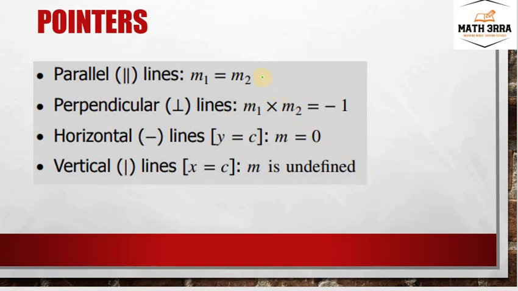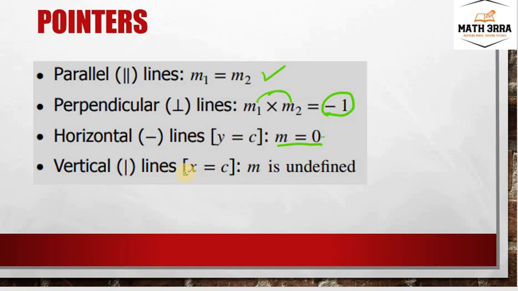That is, when two lines are parallel, their gradients are going to be equal. When two lines are perpendicular, the product of their gradients is going to give us -1. A horizontal line, meaning a line that is parallel to the x-axis, has a gradient of 0. The x-axis itself has a gradient of 0.